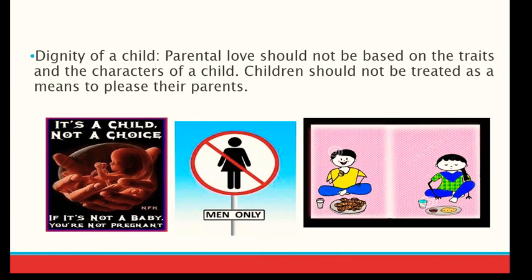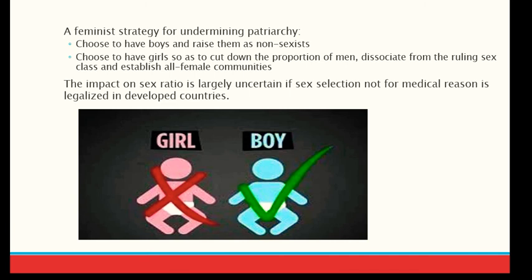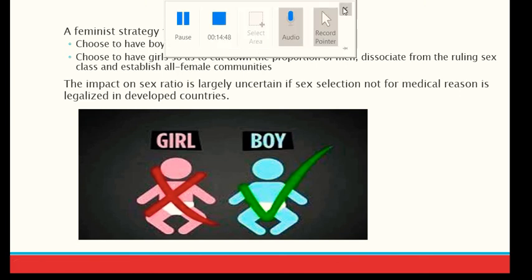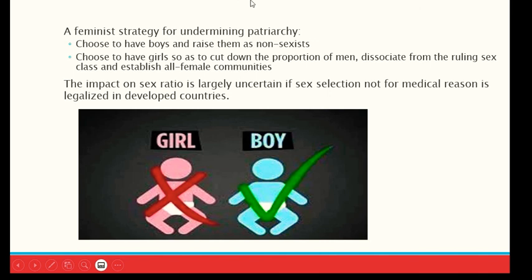Dignity of a child. Parental love should not be based on the traits and characters of a child. Children should not be treated as a means to please their parents. I already told you that. But a feminist strategy for undermining patriarchy is to choose to have boys and raise them as non-sexist. Or choose to have girls to cut down the proportion of men, dissociating from the ruling sex class and establishing all female communities. The impact on sex ratio is largely uncertain if sex selection not for medical reasons is legalized in developed countries. So I can say that it's highly unethical.